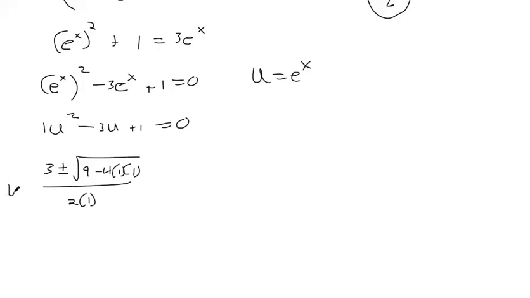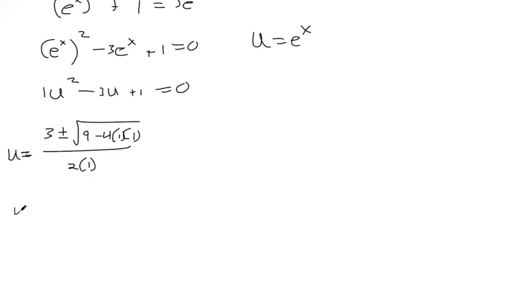Okay, and that's going to solve for u. We made a substitution, so we'll want to remember this isn't our final answer. This is our substitution variable, u. And if we simplify a bit, inside the square root, that's 9 minus 4 makes the square root of 5. So we get 3 plus or minus the square root of 5 over 2. So two answers. u is 3 plus square root of 5 over 2. u is 3 minus square root of 5 over 2.